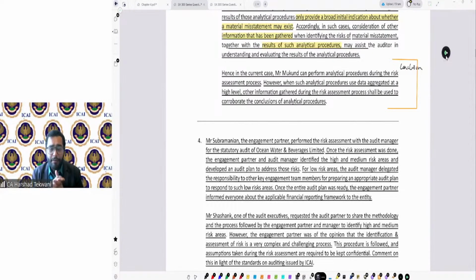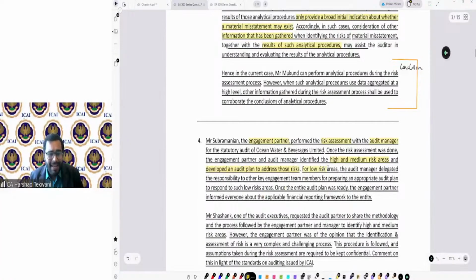Let's then discuss the answer of this particular question. So, first of all, Mr. Subramanian, the engagement partner, performed the risk assessment with the audit manager for the statutory audit. Initially, only the engagement partner and the audit manager were involved in the risk assessment procedures. Perfectly fine. Once the risk assessment was done, partner and audit manager identified the high and medium risk areas. So they did not identify the low risk areas, and developed an audit plan to address those risks, meaning high and medium risk.